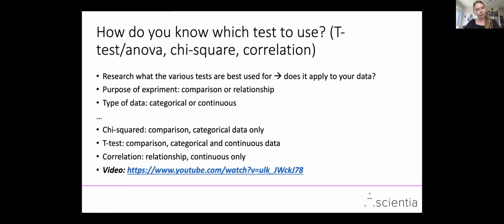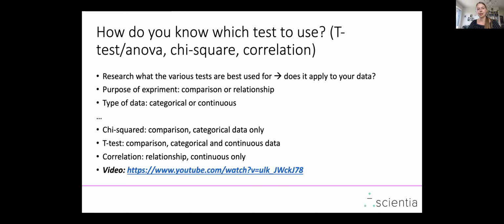Then you need to consider what the purpose of your experiment is. Are you comparing something, or are you finding a relationship between things? That will affect which test you choose, and then the type of data. If you have categorical data, for example, like on the previous slide, it was something about brands of toothpaste. Brands of toothpaste is categorical data, while continuous data would be like the height of a plant. That also affects which tests you would use.